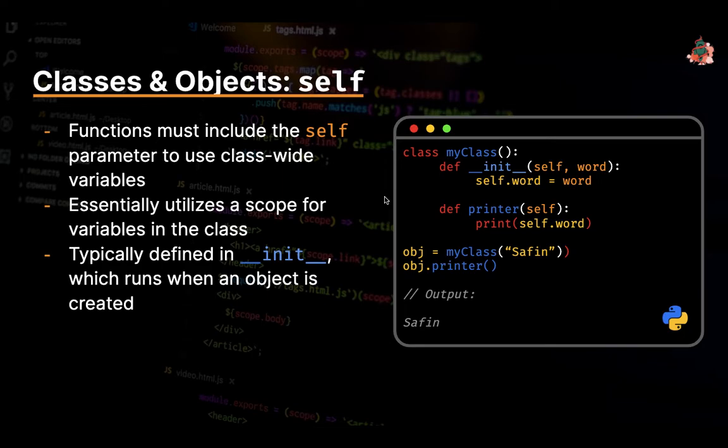Now you may be thinking, why is this self keyword showing up everywhere? Functions must include the self parameter to use class-wide variables. Essentially, it utilizes a scope for variables in the class. They're typically defined in the init function, which runs when an object is created. As you can see here, the init function has the word parameter, and it assigns self.word equal to the parameter word. Then, the printer can access this because it's in the same scope.